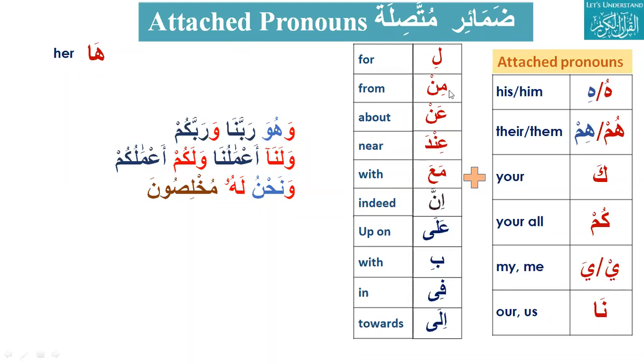Okay. We took the most commonly used words like li, min, an, inda, ma'a. Li means for. Musab, if we attach this li with attached pronoun, how will it be? Lahu, lahum, laka, lakum, li, lana. Translation? Lahu, for him; lahum, for them; laka, for you; lakum, for you all; li, for me; lana, for us. Okay. Thank you, Musab.